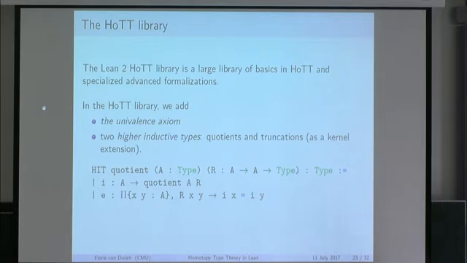And the second higher inductive type we add are n-truncations. So n-truncations can also be restated as higher inductive types. And we add these as kernel extensions so that they also satisfy some computation rules which we want.